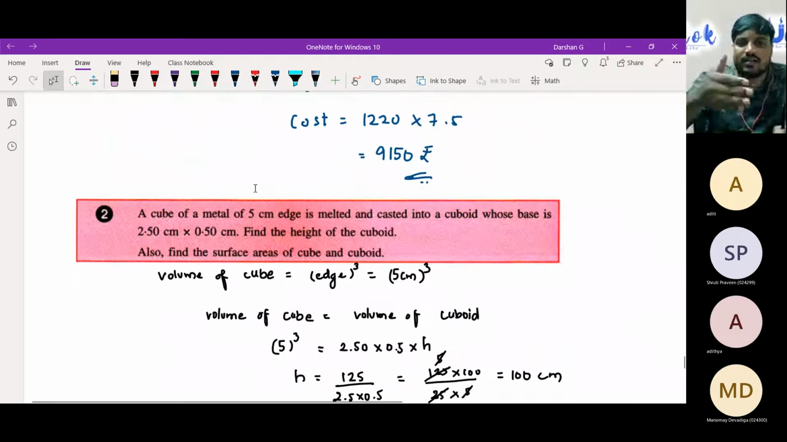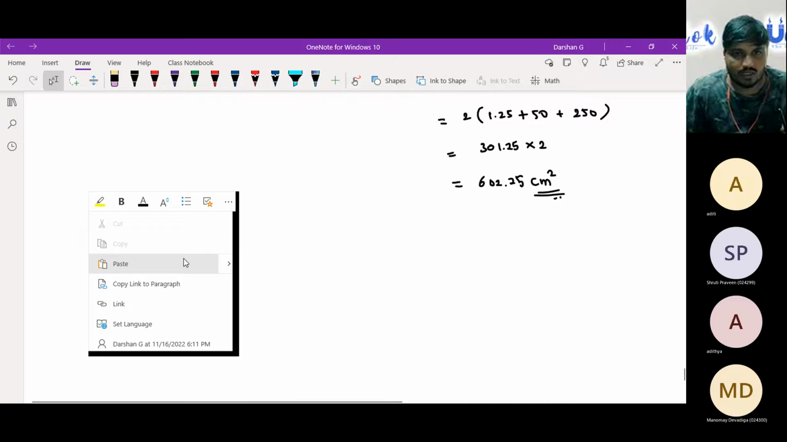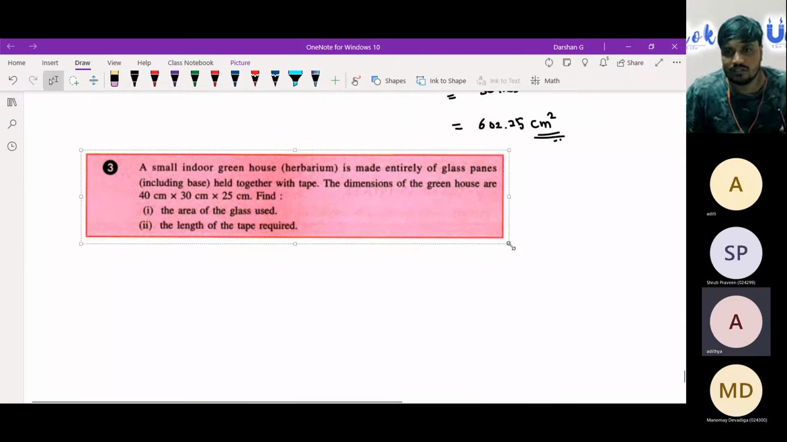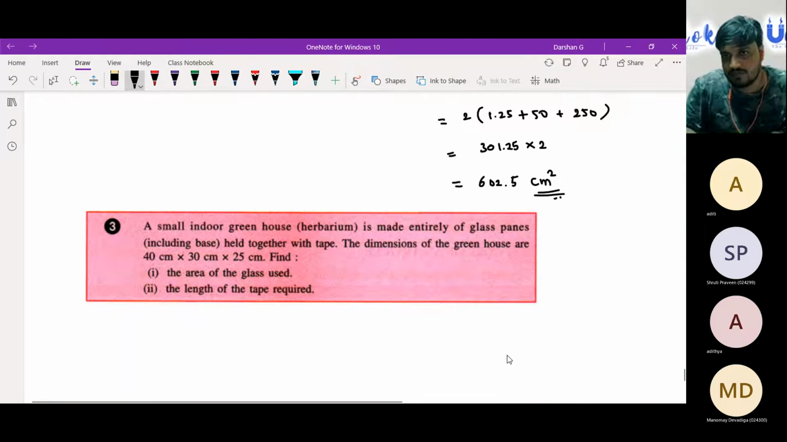Okay, so I'm just assuming that you understood. So they're asking here about the volume of cube and cuboid. So they're melting the cube to get the cuboid. So this is a very typical question, most of the times asked in examinations. Okay, next question. Isn't it 602.5? 602.5. Yes, that's right. Thank you for correcting. Let's move on to the next question.